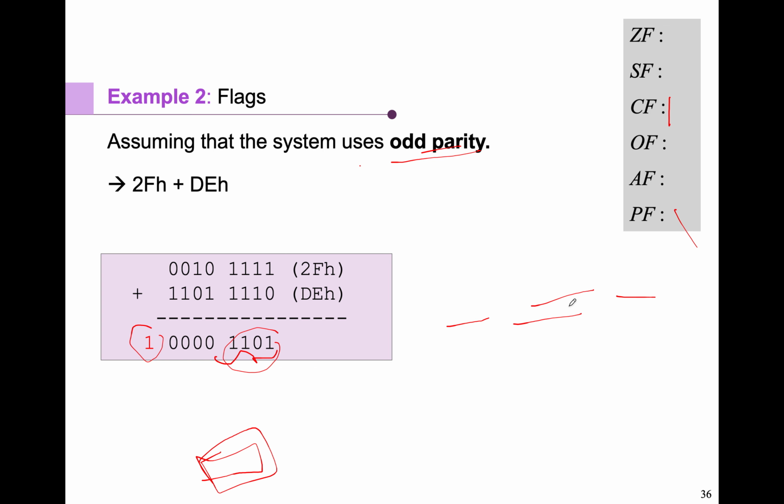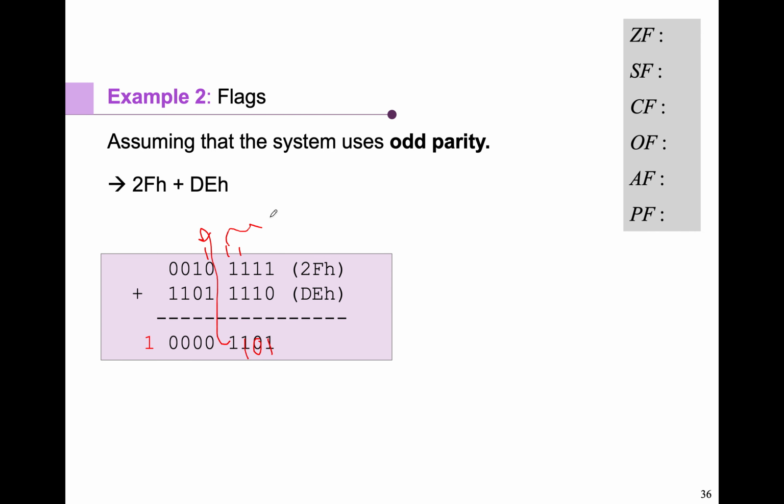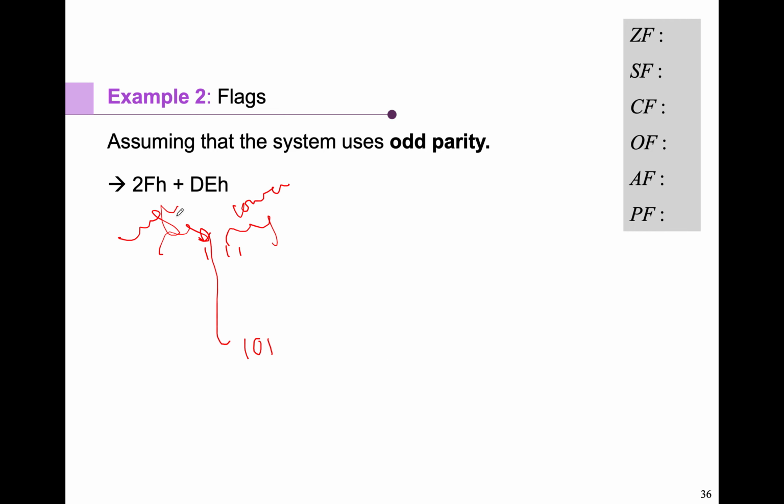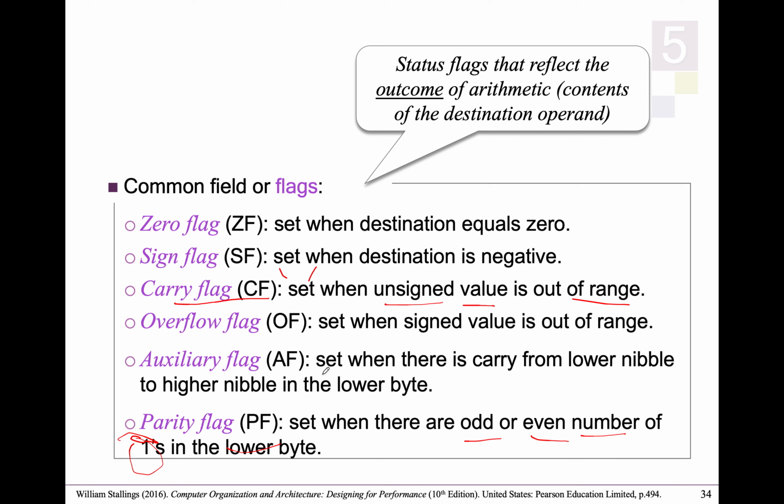1 plus 0 equal to 1, 1 plus 1 equal to 0, and so on. See, from lower to high byte. So this is 1 byte, this is another 1 byte. So this is the lower byte, this is the high byte. You need to see over here, set, which means 1, when there is a carry from the lower nibble to the higher nibble. You have this in your first module and also in your digital logic subject.